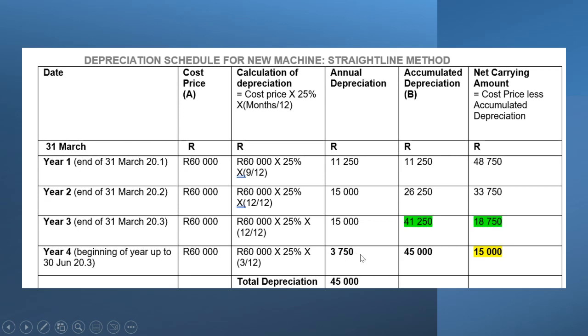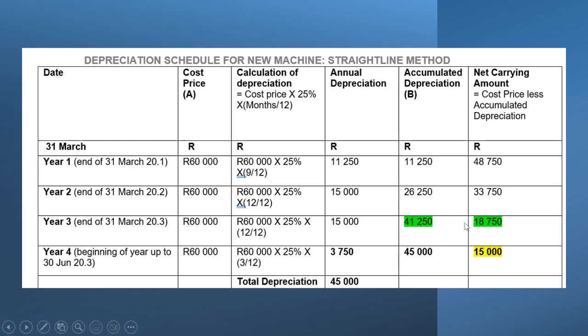So this is our step number 1. When we're disposing the asset, we need to calculate the depreciation up to the date of disposal. It was here, it was with us for 3 months. Then we get how much? The annual depreciation was 3,750.